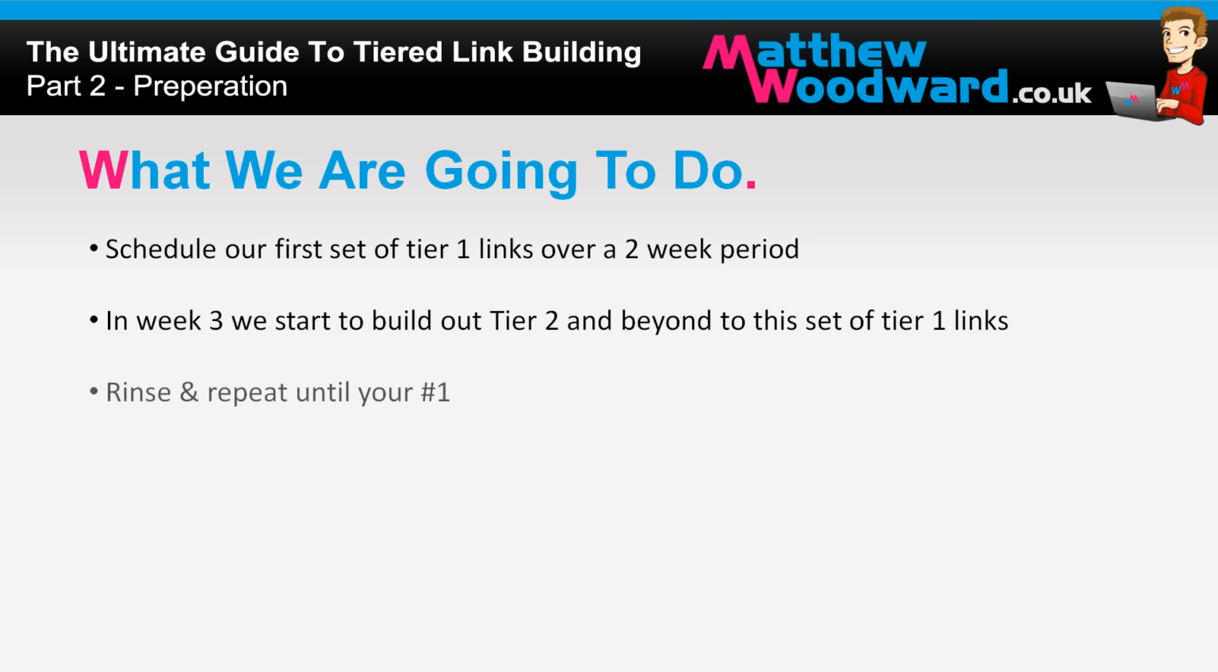Once you have set up the self-growing tiers at the start of week 3, you can then repeat the entire process by building out a new set of tier 1 links. All you have to do is rinse and repeat the process until you hit the top spot.